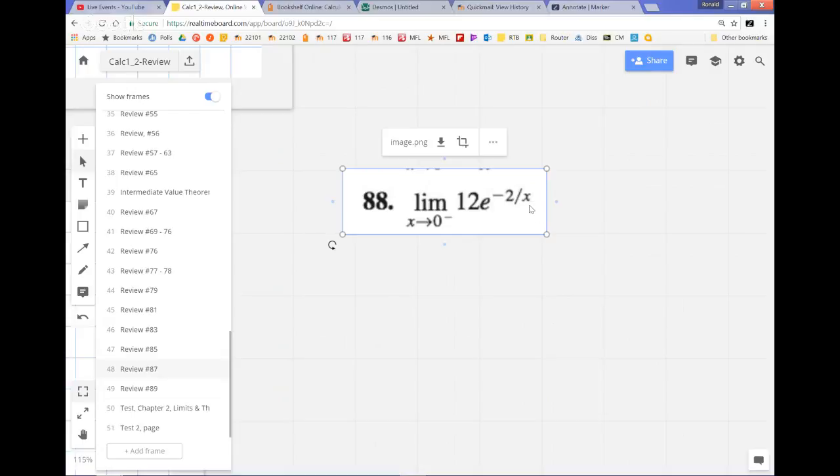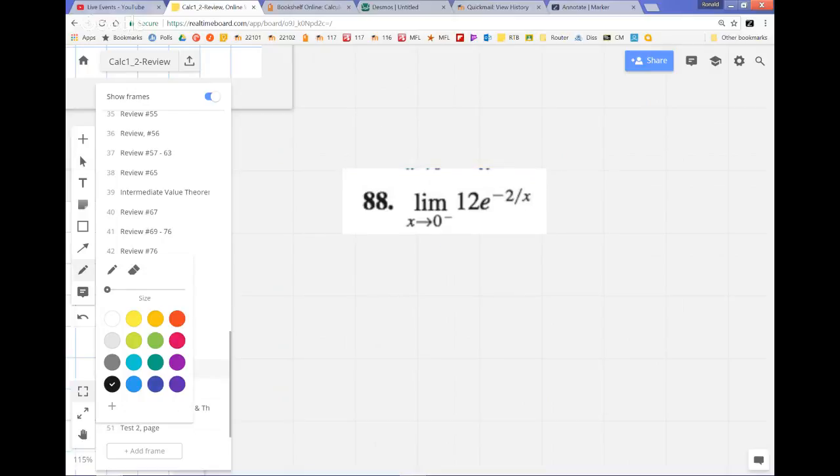Well, a negative over a negative is a positive. And what's 2 over a tiny? It's going to be a positive infinity. And now, what's e to an infinite power? Well, it's going to be infinity, and 12 times that. So the only thing you could say here is the limit is positive infinity. So that would be the way I would analyze that one.